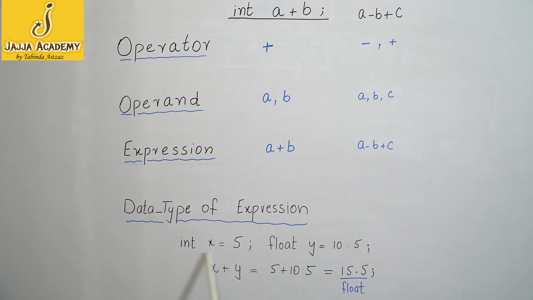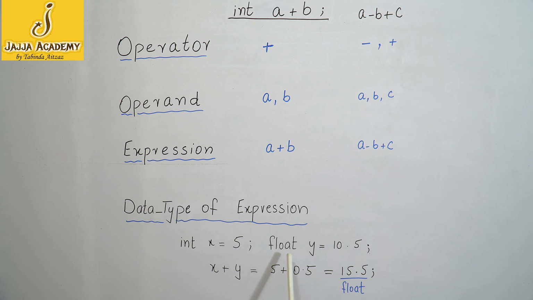For example, this is an integer variable x which is initialized with the value of 5, and next is a float variable y, and the value of this float variable y is 10.5. If I use these variables having different data types in an expression, then what would be the data type of that expression? I have added these two variables, x plus y, which is equal to 5 plus 10.5. So the answer would be 15.5, and 15.5 is a number having float data type.